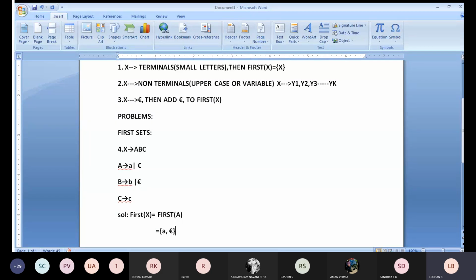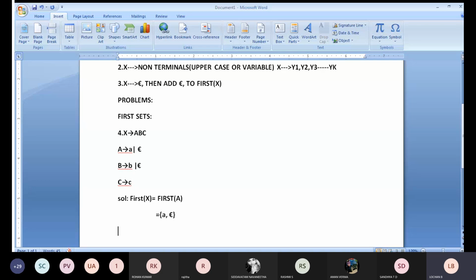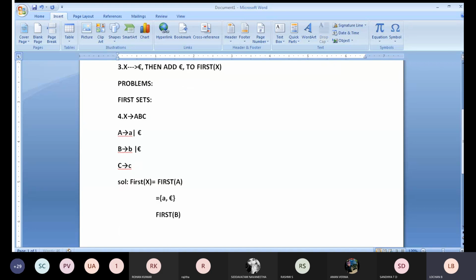So instead of the epsilon part, what do we need to do? We need to make a continuation of my production. That is first of B, I am going to calculate here. If you see first of B, concentrate on the terminal part. Which terminals will you be getting in the B? B comma epsilon, sir. Yes, B comma epsilon you are going to get.